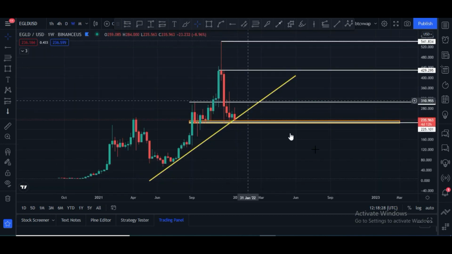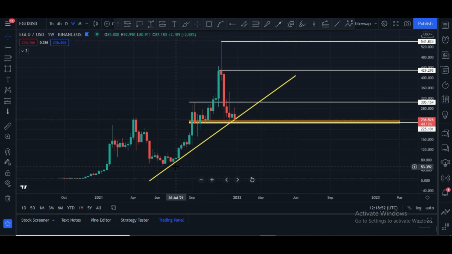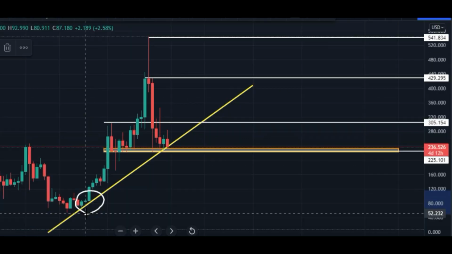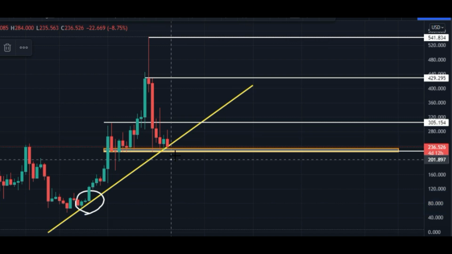Let me show you the weekly chart. This is the weekly chart. This is the main trend line, and the main support line is at the $225 price area. The next resistance it can face is at the $305 price area. Here you can see price holding this area very successfully, and price respects this trend line. Every time price touches this trend line, price bounces back. Here price touched this area and bounced back. Here again price touched this area and bounced back.